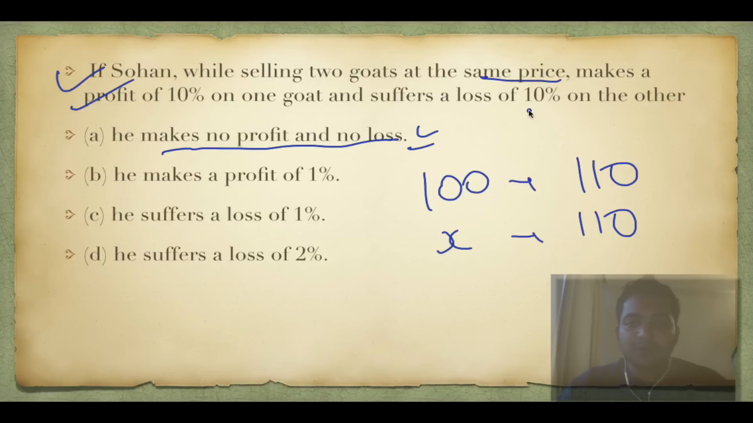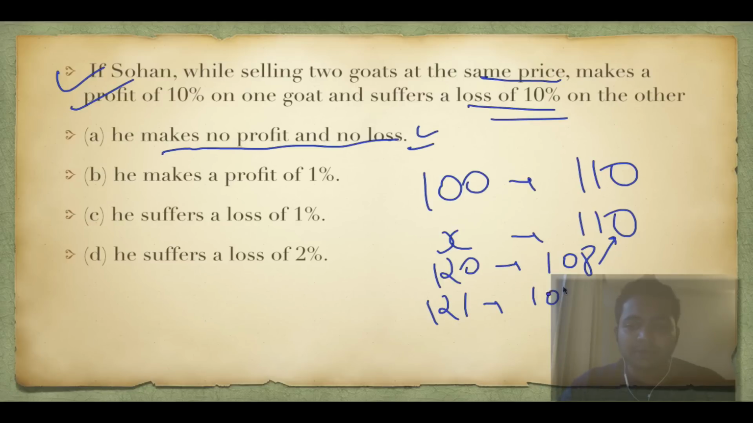So assuming that you are making a 10% loss, just assume its cost is 120 rupees. If you are making a 10% loss, it will be sold at 108, but it is sold at 110. So it is slightly more than that. So let's assume 121. Its 10%, if you reduce it, how much will it come? It will come around 109. If 122, it will come around 110. So the cost is 122 and 110.